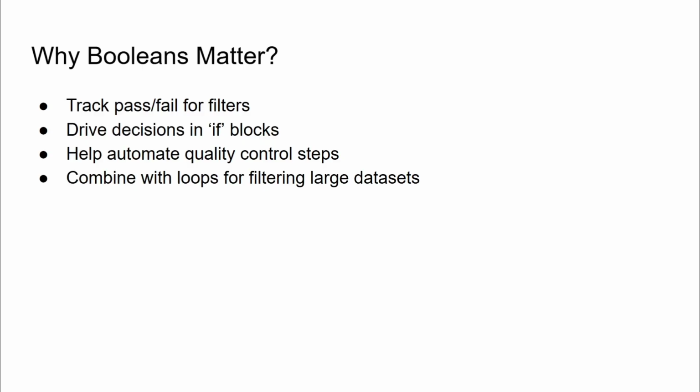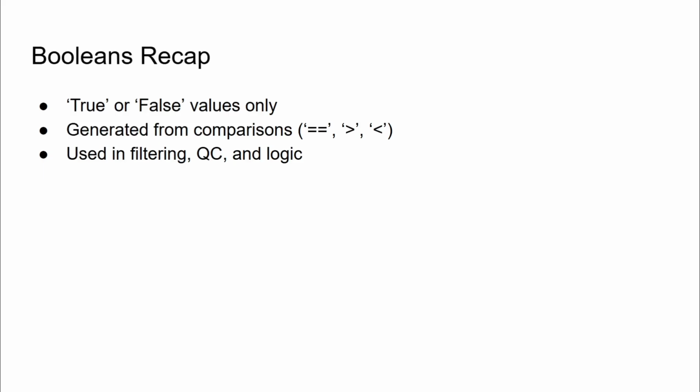Why Booleans matter? Booleans are how your code makes decisions. Want to keep only the variants with quality above 30 or check if a sequence is aligned properly? You will need Booleans. So to recap, Booleans are simple true or false values and they are everywhere in bioinformatics, filtering reads, checking QC, or even just building conditions for automation.